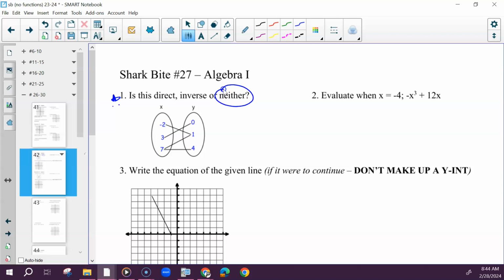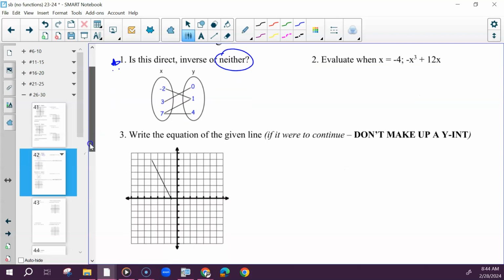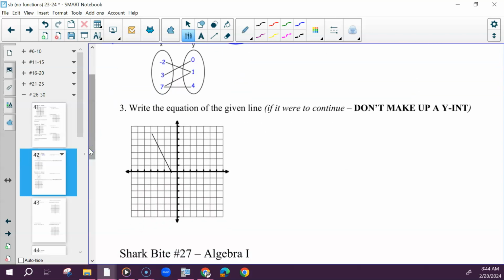Number 3, write the equation of the given line. So because we're given a graph, we could find the slope of this line, which should be -2. If this line were to continue and I kept going down to the left one, I would end up at -2. So that equation would be y equals -2x minus 2.